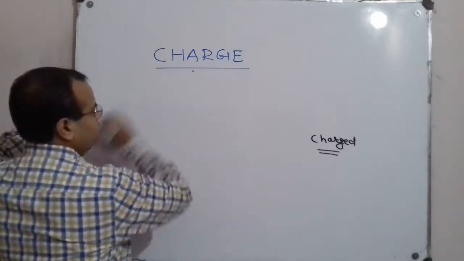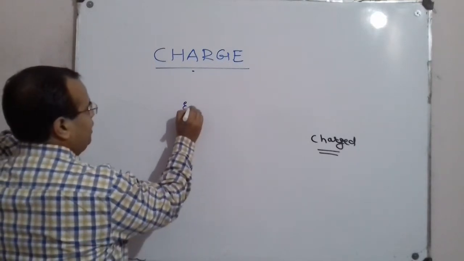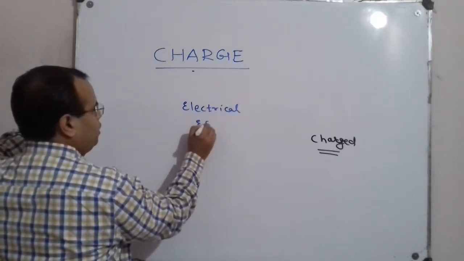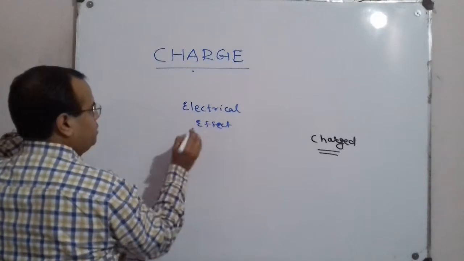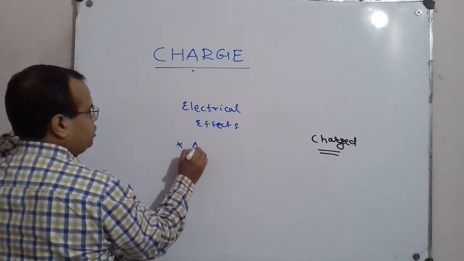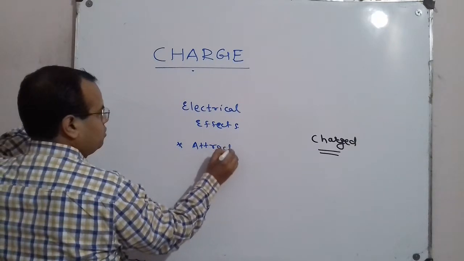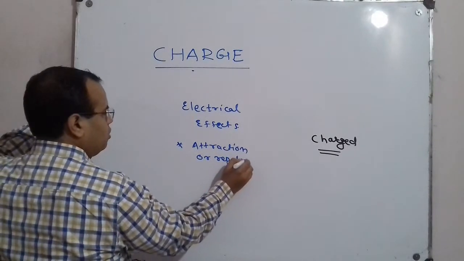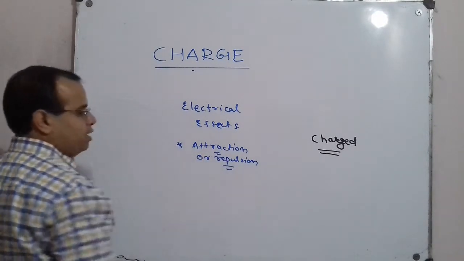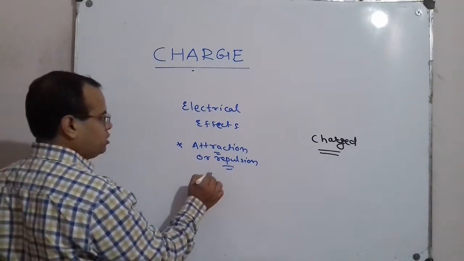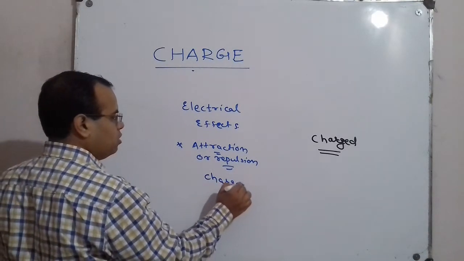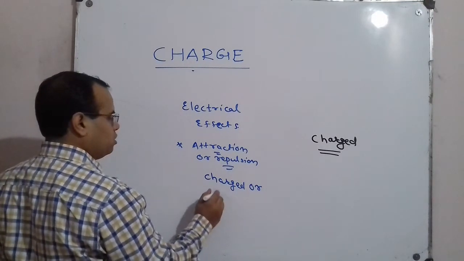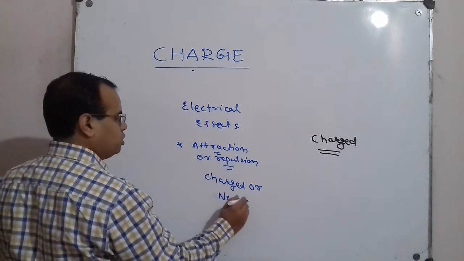When it acquires charge, it starts applying electrical effects. And what type of electrical effects are they? Electrical effects like attraction or repulsion, on other charged or uncharged neutral bodies.